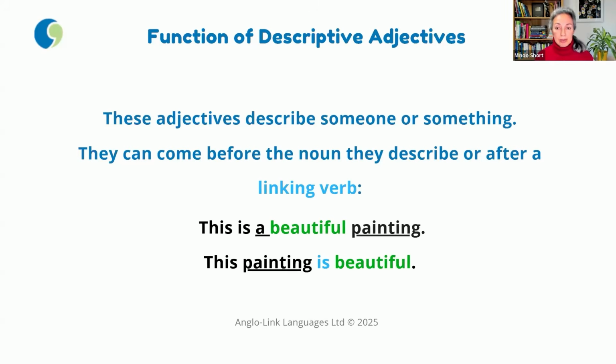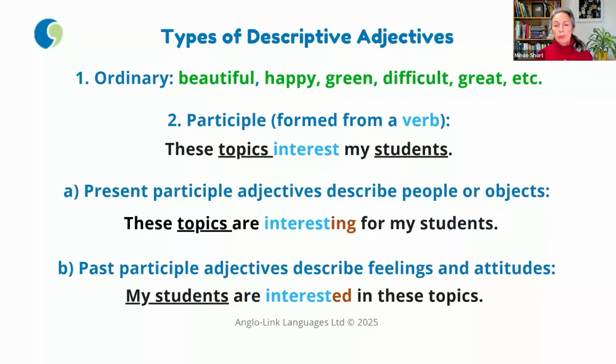This painting is beautiful. Now, there are two main types of descriptive adjectives. The ordinary ones that you all know: beautiful, happy, green, difficult, great, etc. But we also have a specific type called participle adjectives. And these adjectives are formed from a verb. For example, let's take the verb interest and say that the sentence is, these topics interest my students.